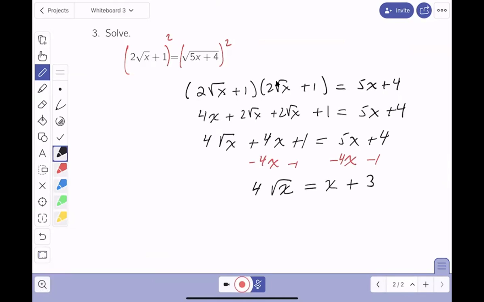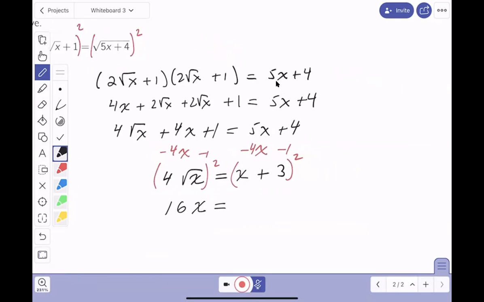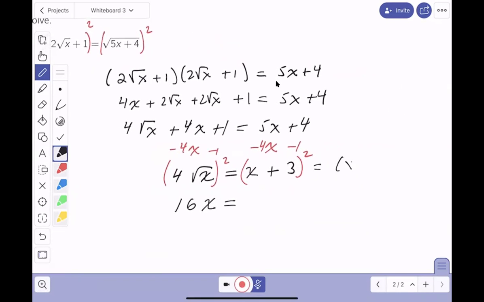Now, granted, the radical is not isolated, but I don't want to divide 3 by 4 because it would make it a fractional problem. So what I'm going to do is just raise both sides to the power 2. I think it's going to be relatively easy to do. You would get 16x on the left side. On the right side, again, if you're struggling with this, I want to write down what you should write down. It's x plus 3 times x plus 3. That would give you x squared, 3x and 3x is 6x, plus 9.